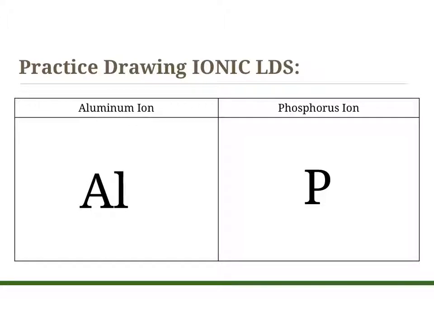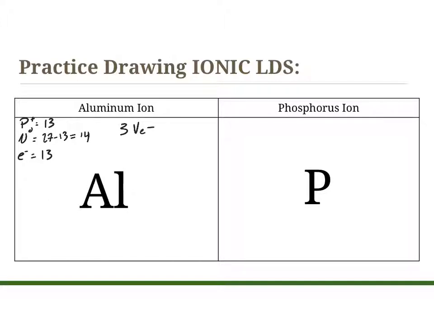We have aluminum. In a neutral atom, aluminum is going to have 13 protons, 13 electrons, and 27 minus 13 is 14 neutrons. Now, according to what you just learned, how many valence electrons will aluminum have? 3. Good. Aluminum will have 3 valence electrons.